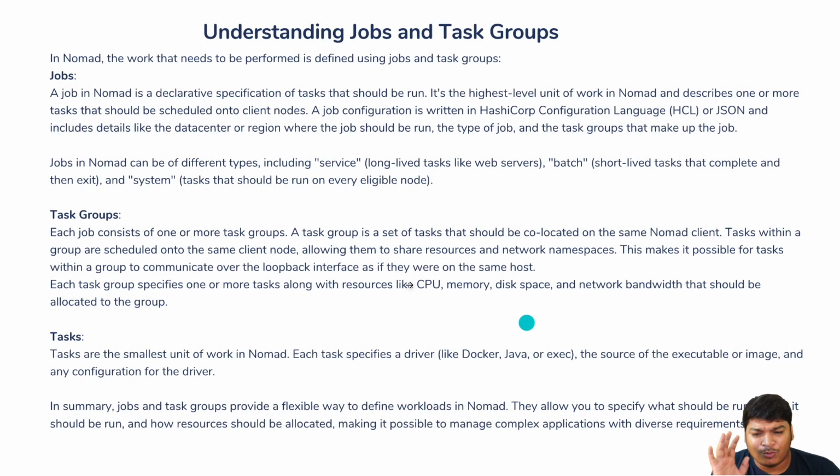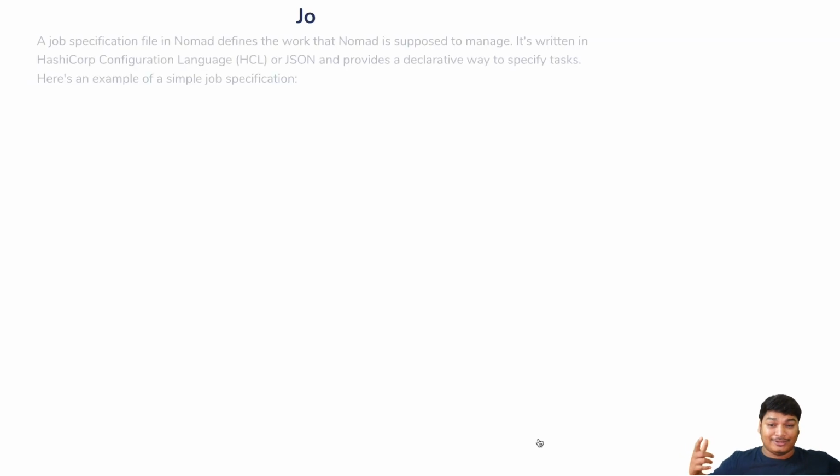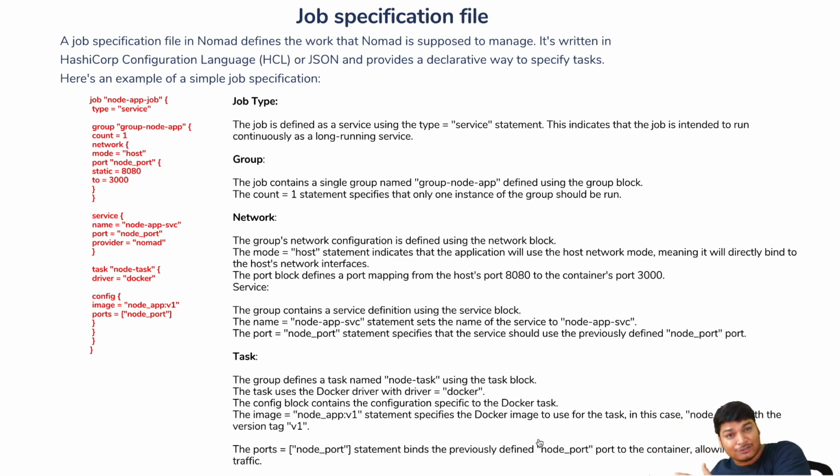So we now understand what is the job, we now understand what is the task group, we now understand what is the task. Okay, now let's relate to it. Let's understand the job specification file with the concept that we just learned. Okay, and we are running the application in the Nomad cluster anyway, right? So again, what is a job specification file?